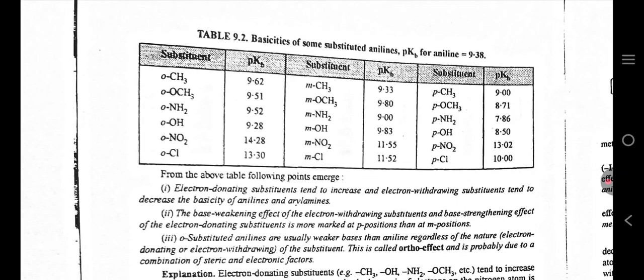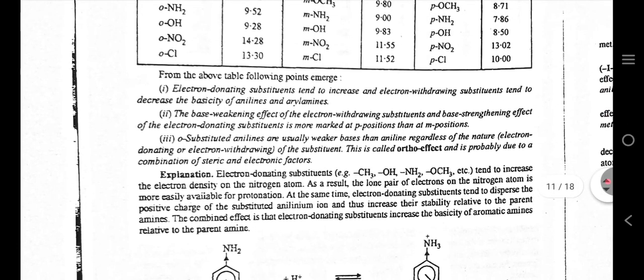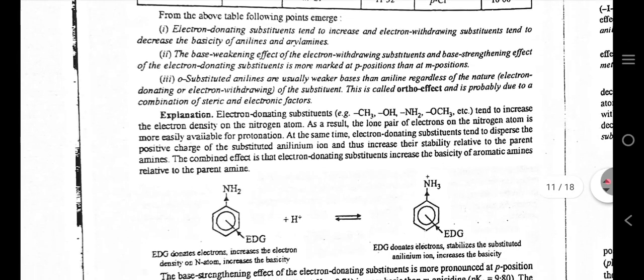Basicities of some substituted anilines, pKb for anilines. From the above table, the following points emerge. Electron donating substituents tend to increase, and electron withdrawing substituents tend to decrease, the basicity of anilines and aryl amines. The base weakening effect of the electron withdrawing substituents and the base strengthening effect of the electron donating substituents is more marked at para position than at meta position.